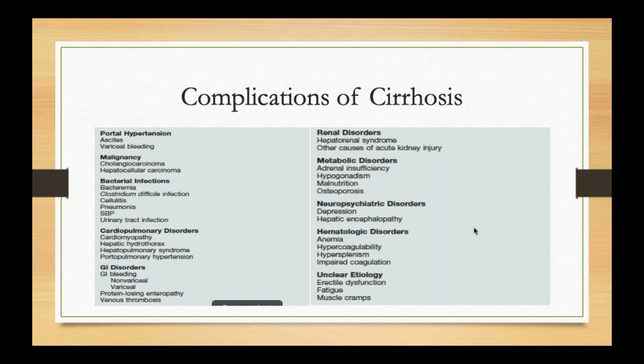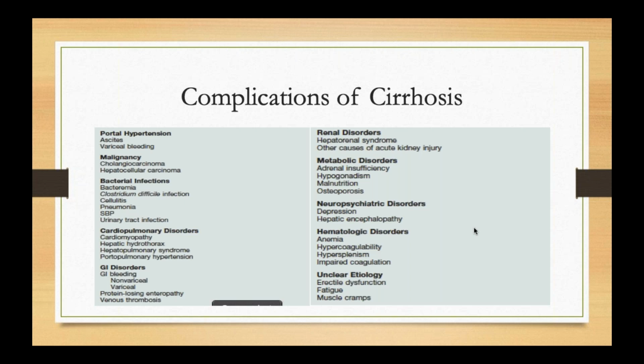Then GI disorders, GI bleed. It can be a variceal bleed. Usually in cirrhosis, we find the cause of bleed as variceal bleed, but non-variceal bleed can sometimes also occur in these patients. Protein-losing enteropathy, venous thrombosis. Remember this: INR is usually raised in cirrhosis, but cirrhosis is always a pro-thrombotic state. Even if there is a coagulopathy, it is a pro-thrombotic state. Many times we see the INR in the range of 1.6, 1.7, but still the patient will develop thrombosis like portal vein thrombosis, etc.